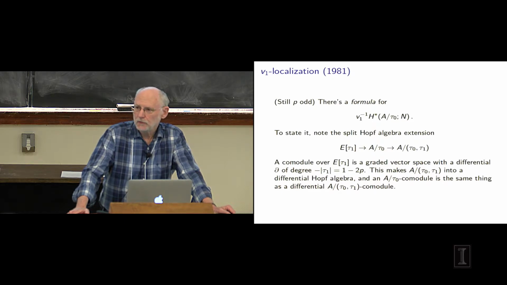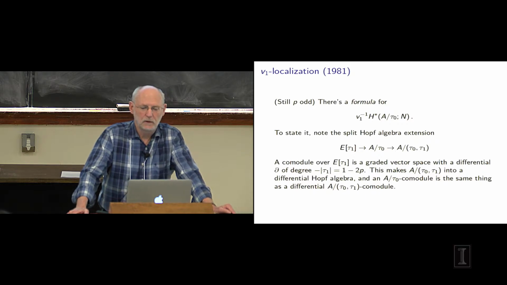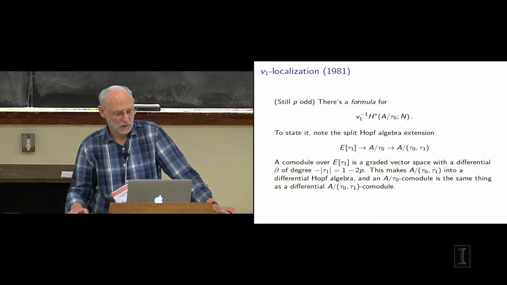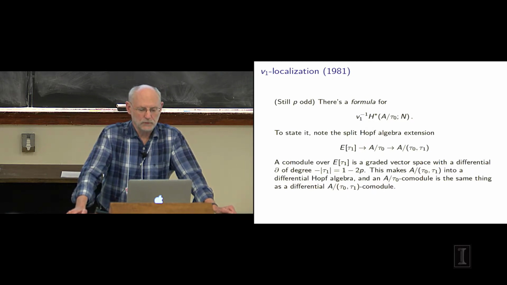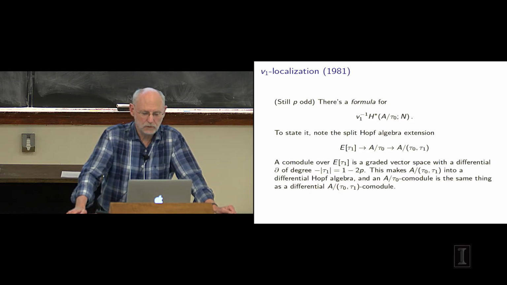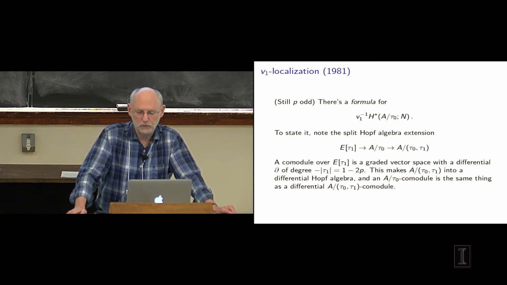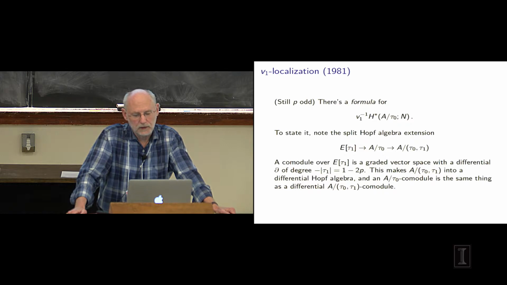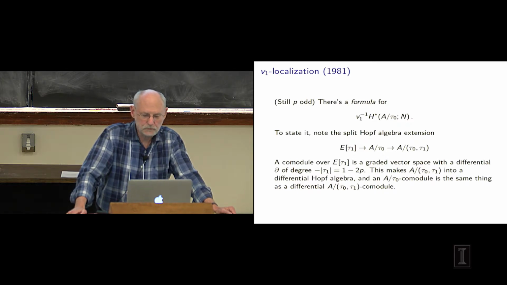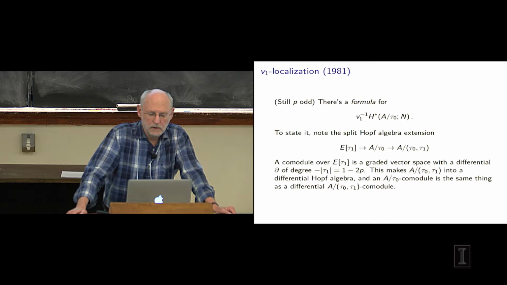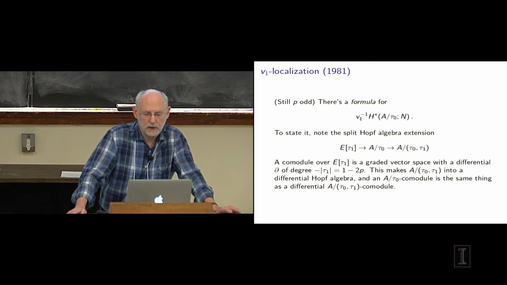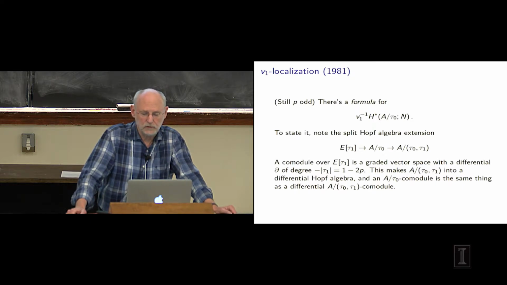But then you'd like to have a localization theorem as well that calculates what that localization is. What do you get when you invert V1 in this X group? So there's actually a formula for this. And to state it, I want to rephrase what that quotient of this dual Steenrod algebra is a little bit. If I divide by the next odd Milnor generator, I get a little Hopf algebra extension. It's a split extension. And so there's a way of saying what a comodule over A mod tau 0 is in terms of the ends of this extension.